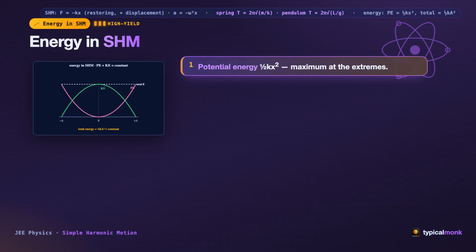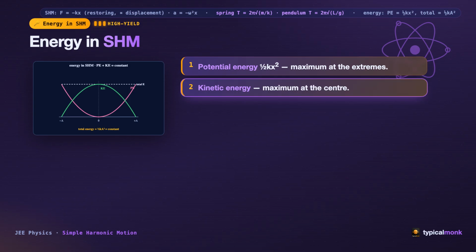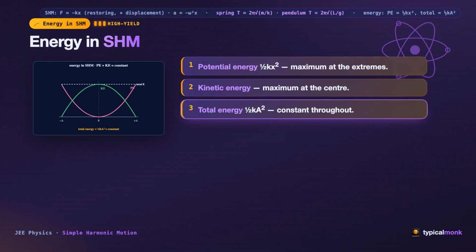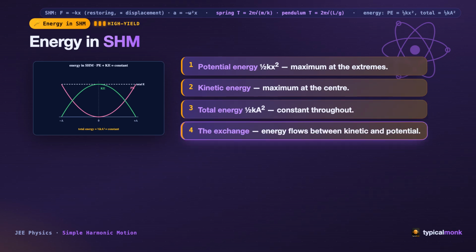Energy in simple harmonic motion. Potential energy, 1/2 kx squared, maximum at the extremes. Kinetic energy, maximum at the center. Total energy, 1/2 k A squared, constant throughout. The exchange, energy flows between kinetic and potential.